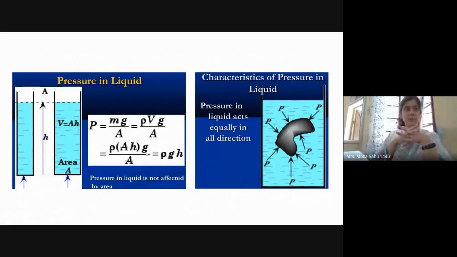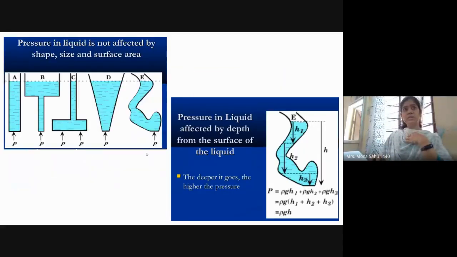How do you calculate the pressure in a fluid? It's not affected by area, but just by the height. Another most important point is that pressure in a liquid acts equally in all directions, so it's not affected by shape, size, or surface area. At a particular point for the same liquid, the pressure remains the same at the horizontal height. But with respect to height, the deeper it goes, the higher the pressure. And this is how we calculate.